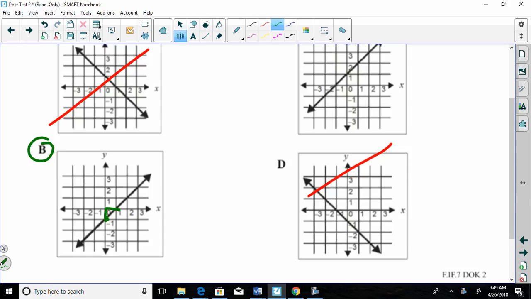Does that make sense? Make sure you guys put your devices away. This is only going to take like 30 minutes tops. Do you have a pen? Yeah.